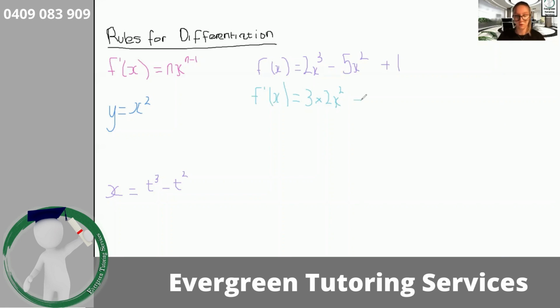We're going to use the same formula for our second one here. So a 5x squared. So we're going to bring the 2 down to the front, or our power down to the front. We're going to multiply it by 5x, and we're going to take away 1 from our power, so that leaves 5x to the power of 1. Now, because this last one doesn't have an x, we can't use this rule, so we end up with 0. So that leaves us with 6x squared minus 10x.